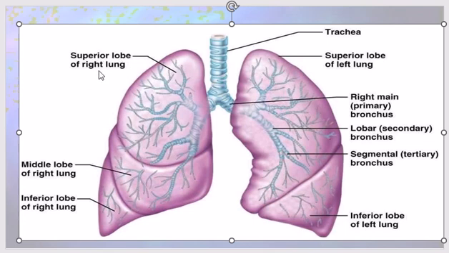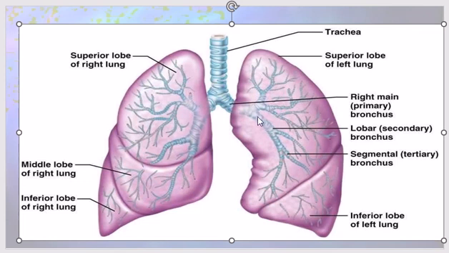This is the superior lobe of the right lung. This is the middle lobe of the right lung, and this is the inferior lobe of the right lung. There are 3 lobes in the right lung and 2 lobes in the left lung. This is your superior lobe, and this is your inferior lobe. This is the right main primary bronchus, and this is the left main primary bronchus.